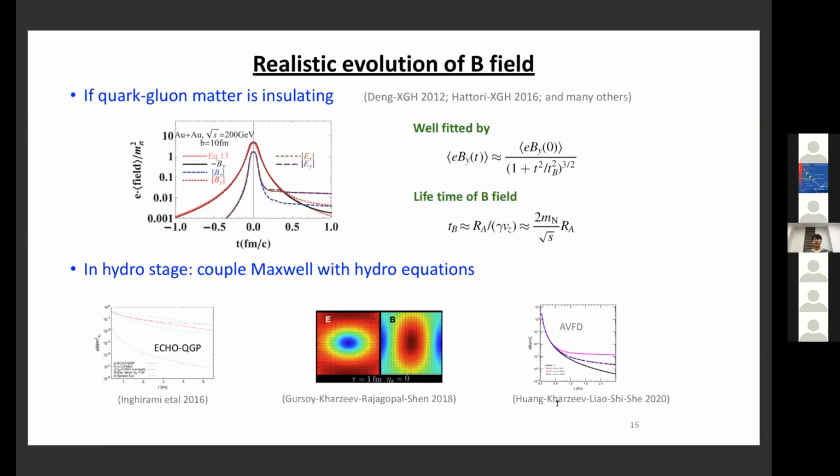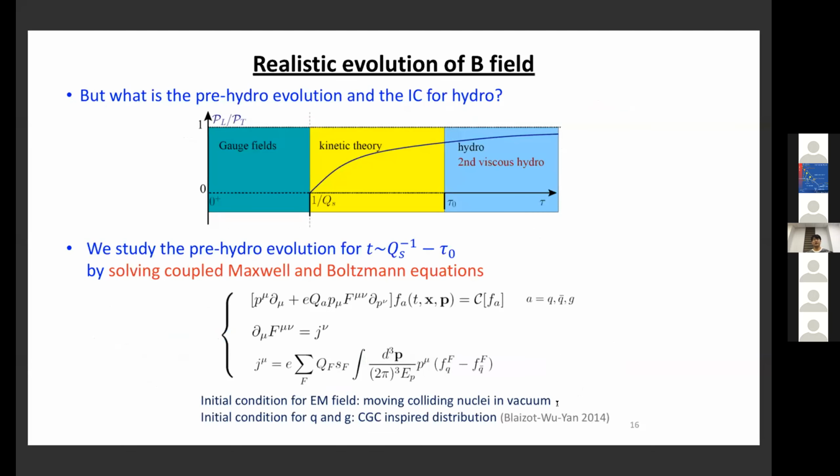However, we know that in the realistic case, the hydrodynamic evolution can only happen after the system is locally thermalized. Before that, the B field could possibly already have decayed a lot. In other words, we also need to understand how the B field evolves in the pre-hydro region.